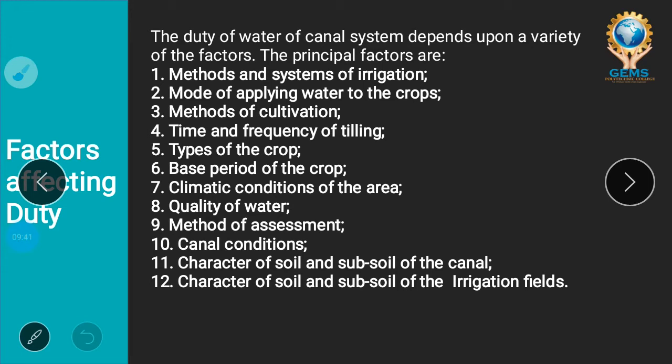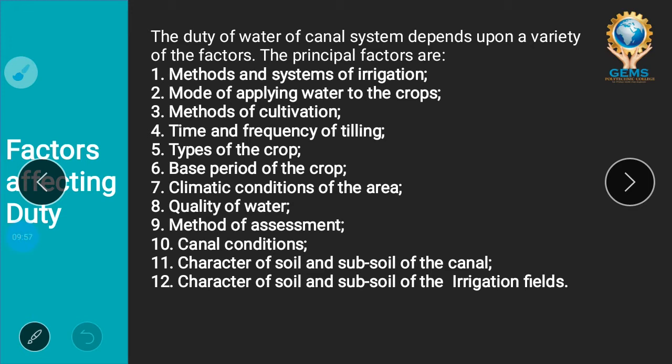Which type of crop are you growing? Either you are growing a kharif crop or a rabi crop, or a hot weather crop, that is vegetables, then annual, that is sugarcane or orchard. That depends on how much water they require. Next is base period for the crop. How much is the base period?